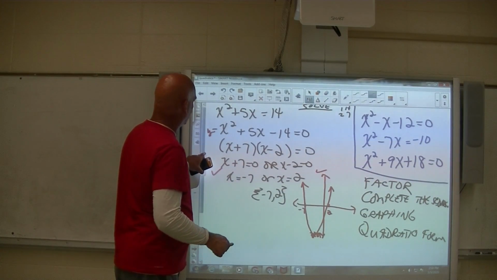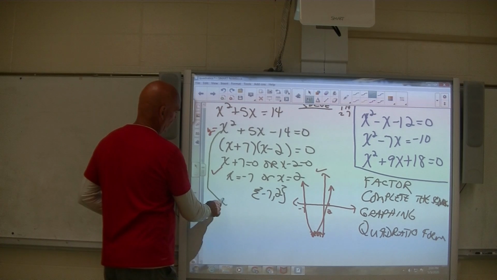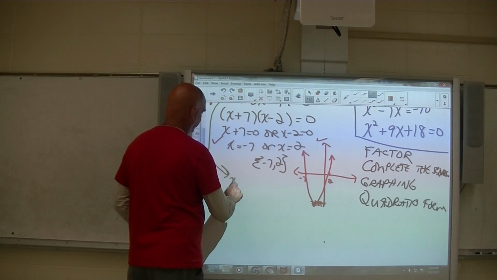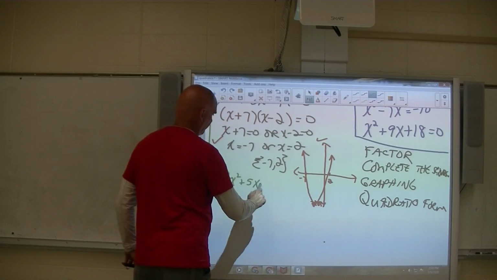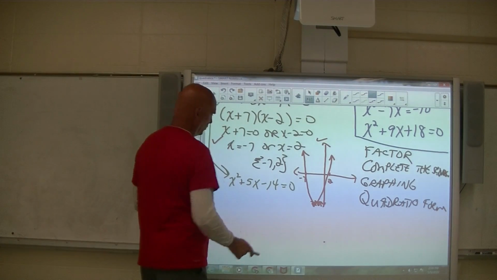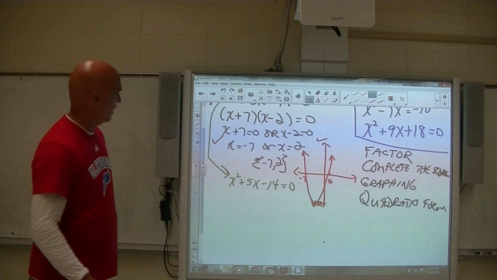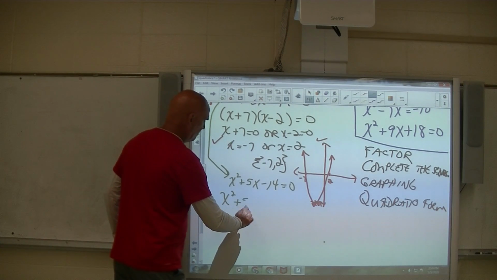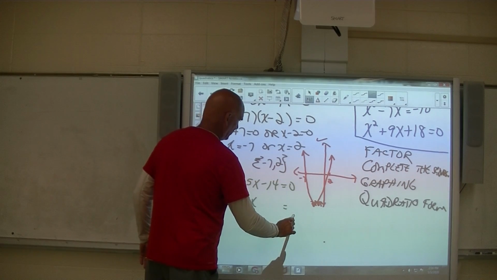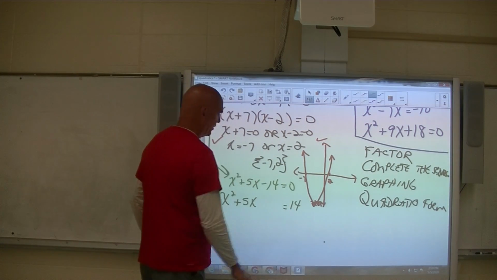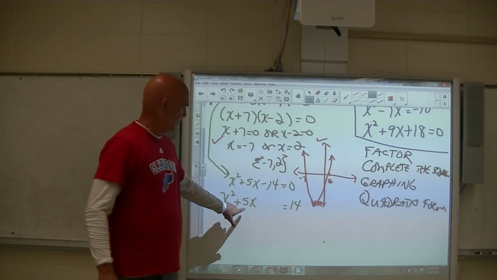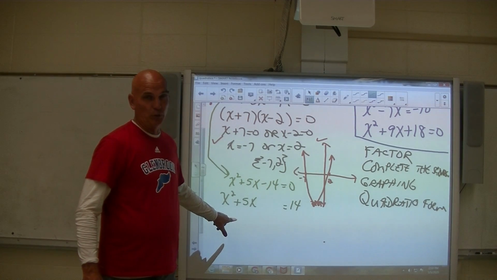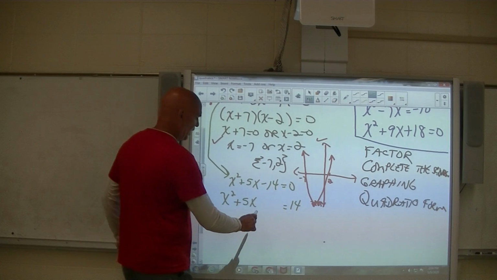So let's see, we pick it up from right here. X squared plus 5x minus 14 equals 0. And to complete the square, we need to get an open space right here. Add 14 to both sides, all right? Take half of this number and square it. Half of 5 is 5 over 2. Square that is 25 over 4.